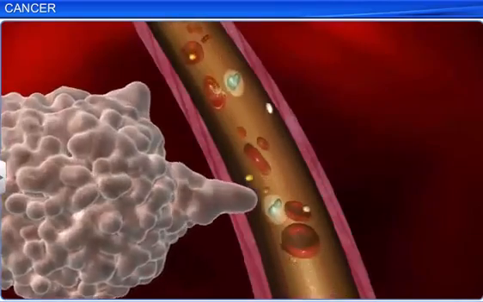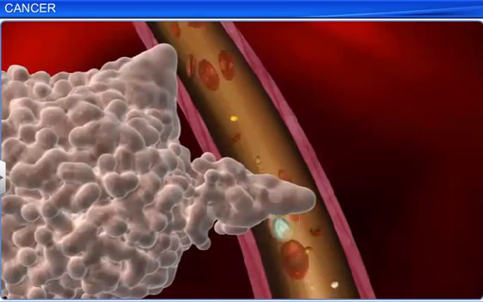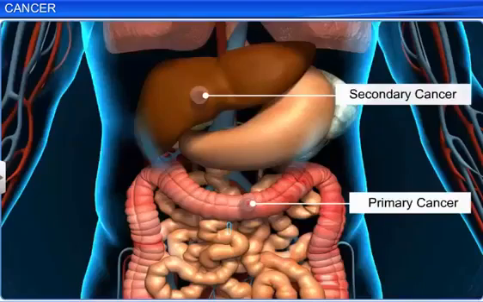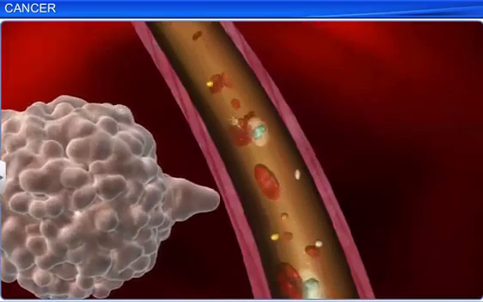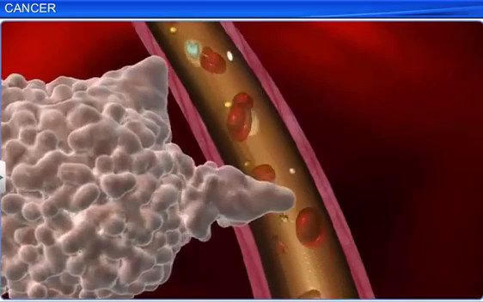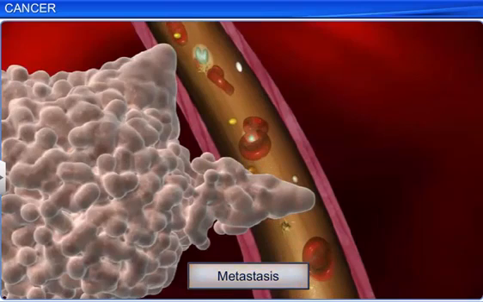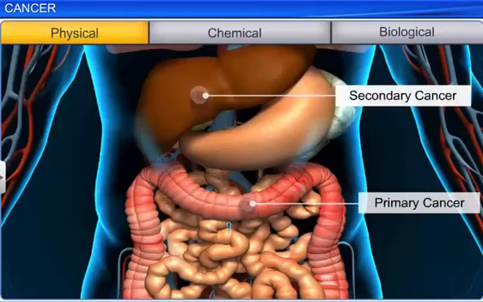Cells cast off such malignant tumors, travel to other parts of the body through the blood, and start new tumors elsewhere. This frightening property of malignant tumors is also known as metastasis. The physical, chemical, and biological agents responsible for transforming normal cells into cancerous neoplastic cells are known as carcinogens.